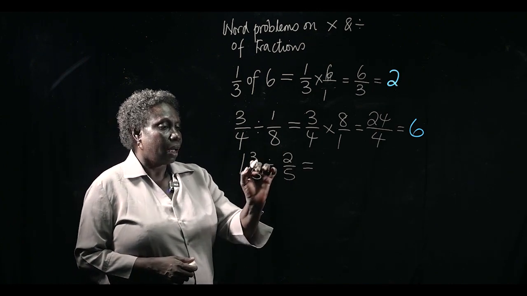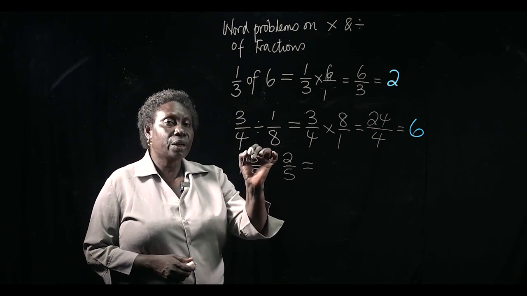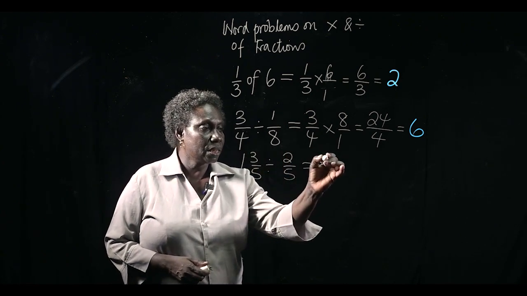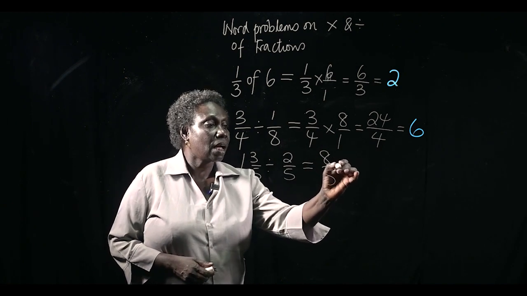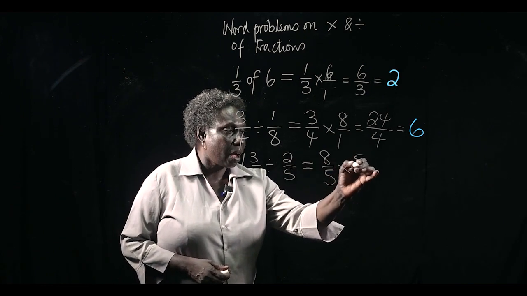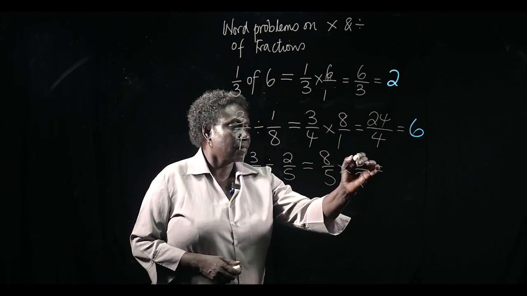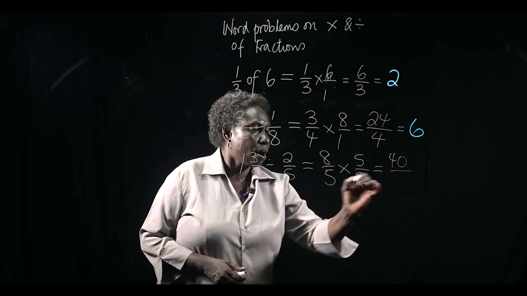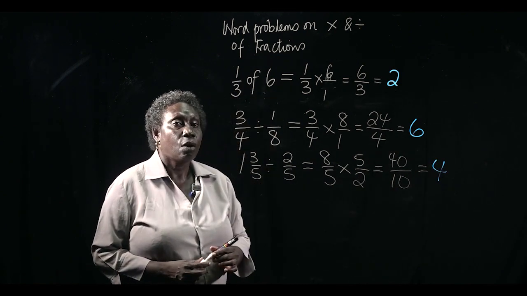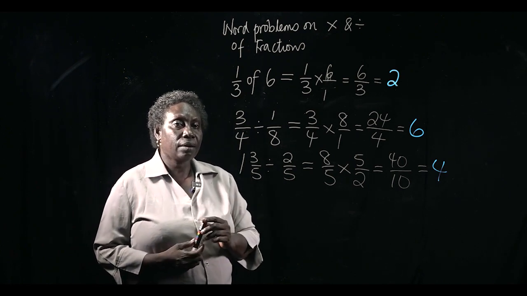We have 1 and 3/5. We multiply the whole number by the denominator and we add the numerator. So we have 5 times 1 plus 3 is 8 over 5, times the reciprocal of the divisor 2/5, which is 5 over 2. So that gives us 8 times 5, 40 over 5 times 2, 10. That gives us 4. Therefore, 4 pairs of shorts were made from 1 and 3/5 meters of material.